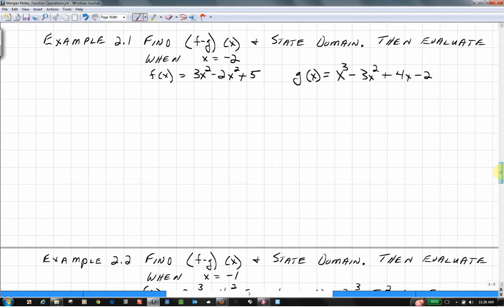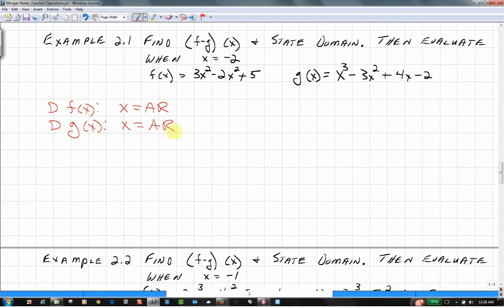Let's go to a subtraction problem. Okay, so let's take a look at the domain of f. And we can see that f is equal to 3x squared minus 2x squared plus 5. There are no square roots or even roots, and there's nothing as a denominator, so x is going to be equal to all real numbers. Let's take a look at the domain of g of x. And g is similar to f. It doesn't have any roots in it at all, and there's no denominator, so x is going to be equal to all real numbers.